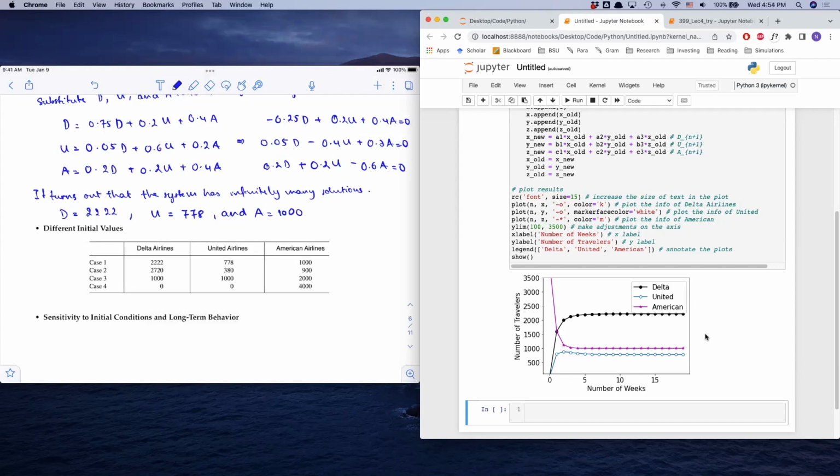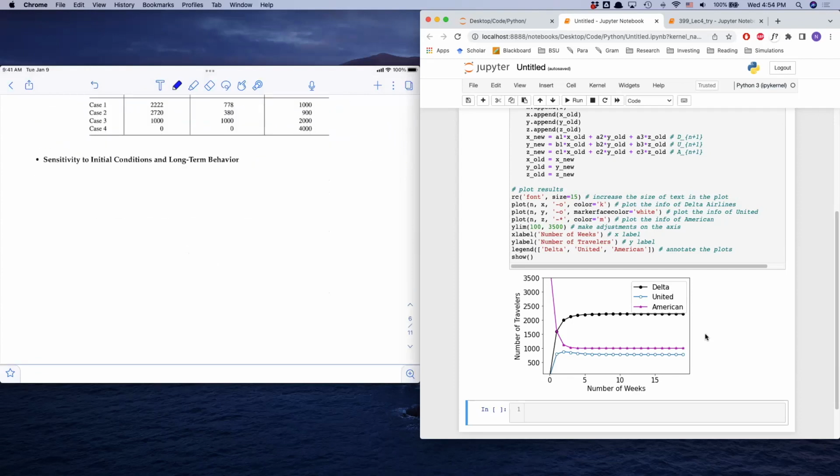Because we have 4 different cases, and all of them eventually reach the equilibrium point. From these 4 cases, you can draw a quick conclusion that the model is not sensitive to the initial values at all. No matter where you start, eventually the model will show that the number of travelers will reach the equilibrium points. So that's the conclusion that we can draw: the model is not sensitive to the initial conditions or the initial values.